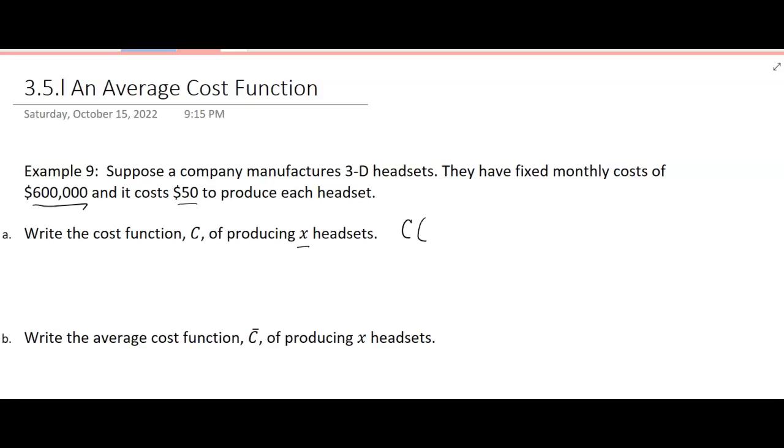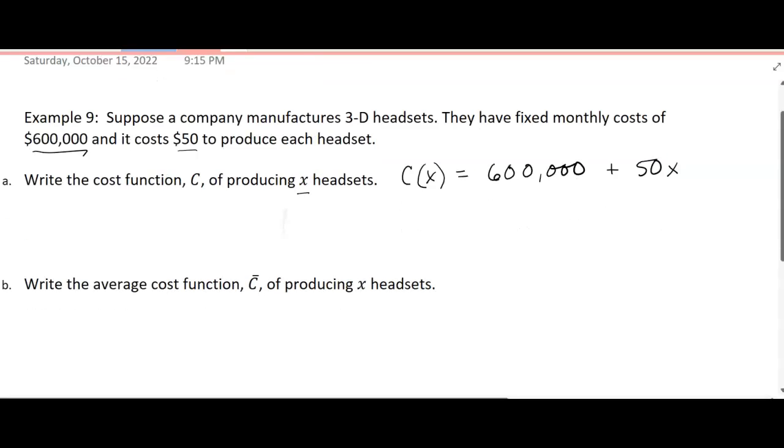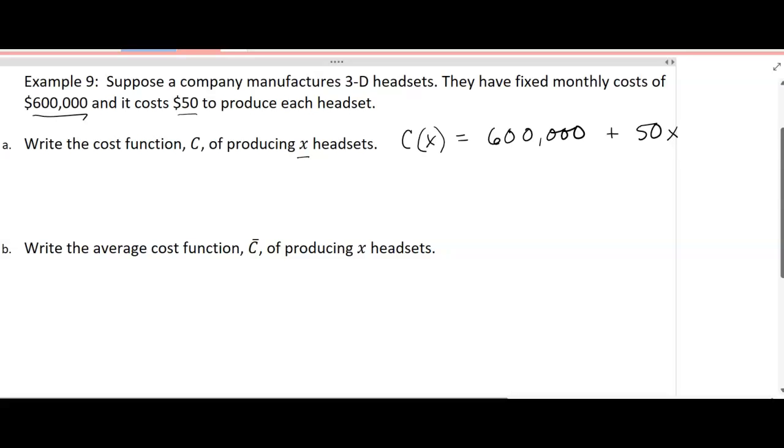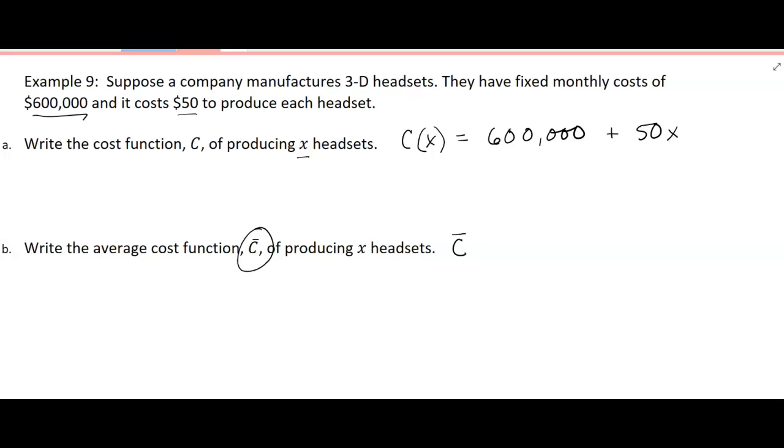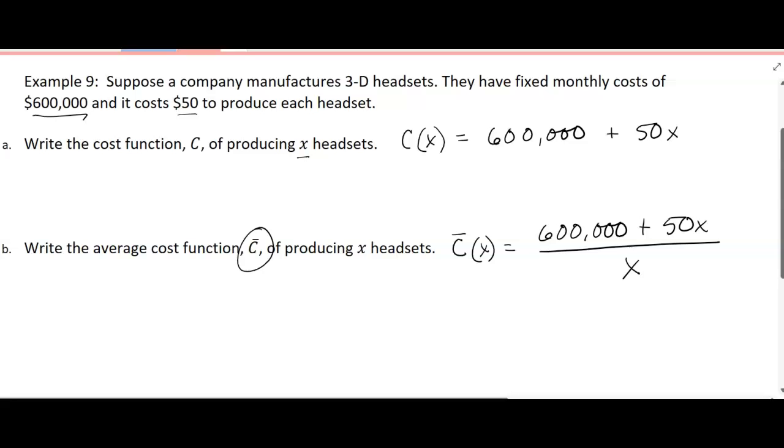So for the cost, you take the fixed cost, 600,000, plus $50 for each headset, so 50x. That's just how you figure the cost. Okay, the next part says write the average cost function. The average cost function has a symbol C with a bar over it to show average. You would take the cost function and divide that by how many you're producing.